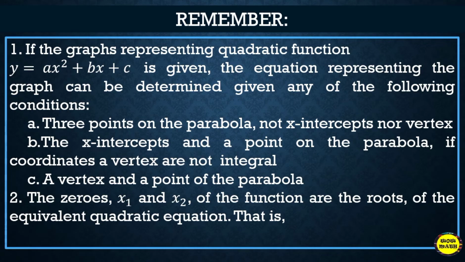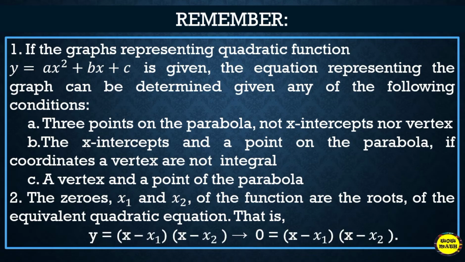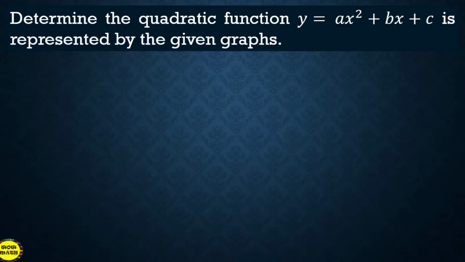And to find the quadratic function given the zeros x sub 1 and x sub 2 of the function, these are the roots of the equivalent quadratic equation, that is y is equal to x minus x sub 1 times x minus x sub 2, or 0 is equal to x minus x sub 1 times x minus x sub 2. Determine the quadratic function. So let's have now an example.